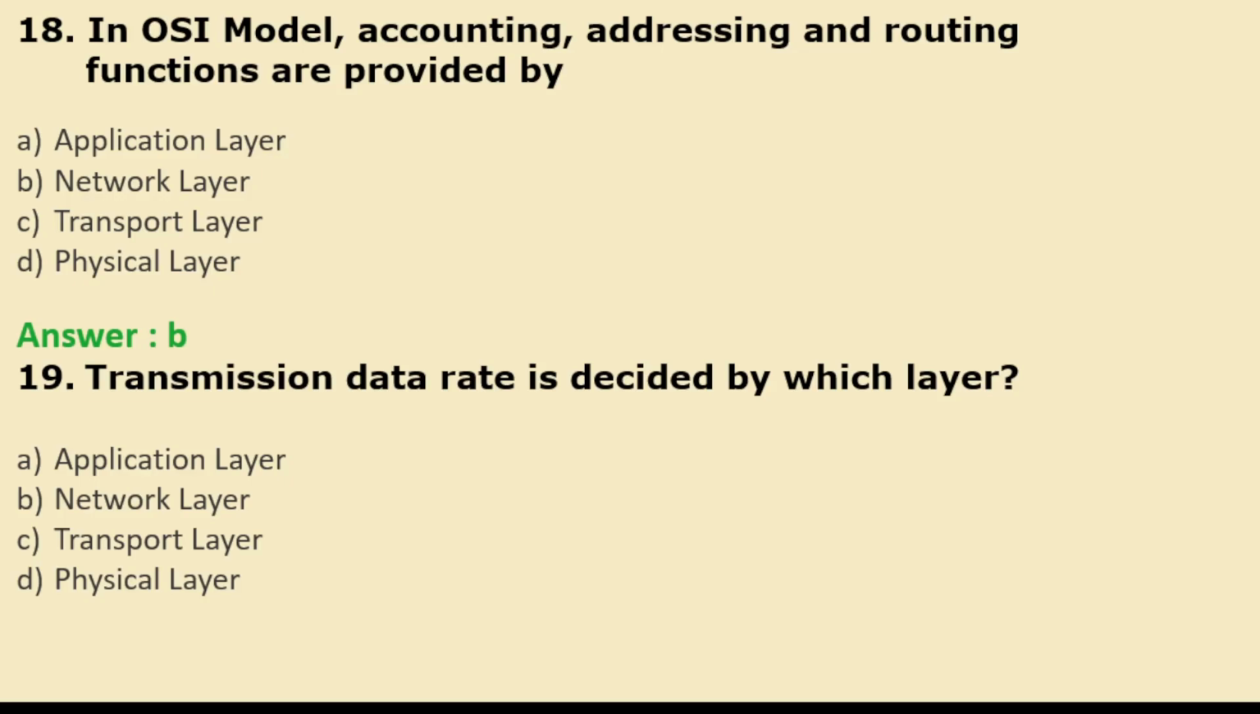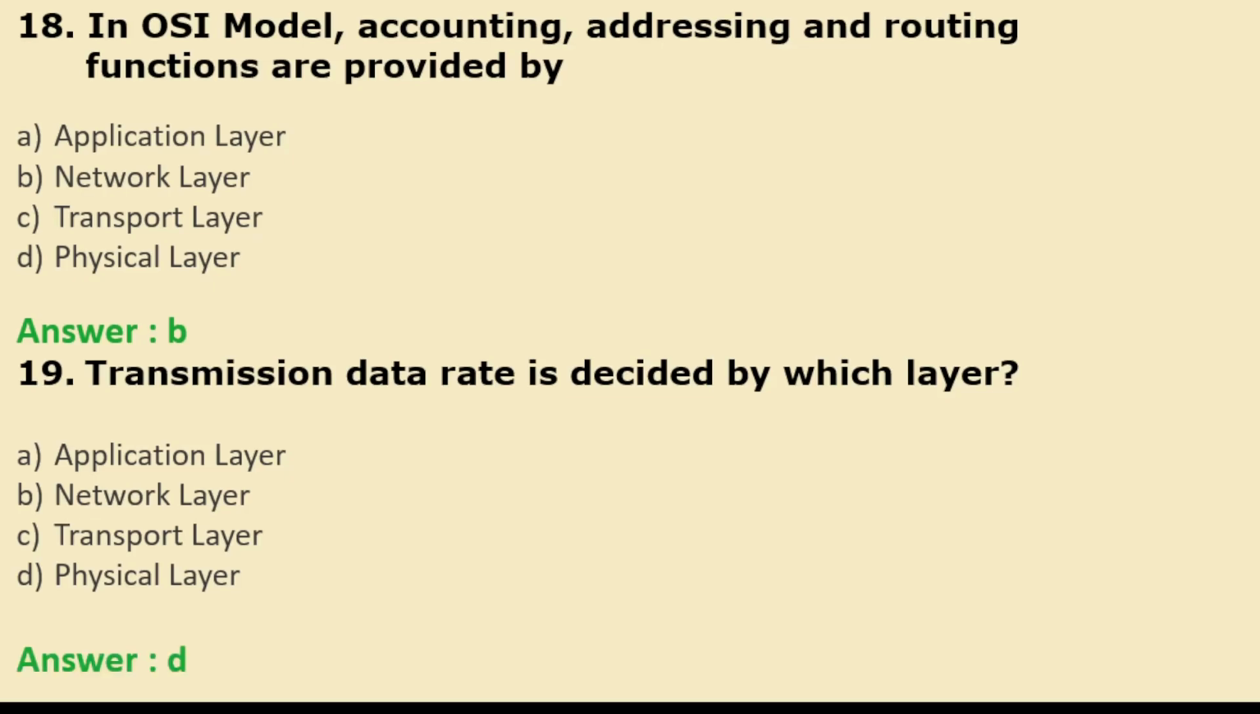Question number 19. Transmission data rate is decided by which layer? A. Application layer, B. Network layer, C. Transport layer, D. Physical layer. Correct answer is D. Physical layer.